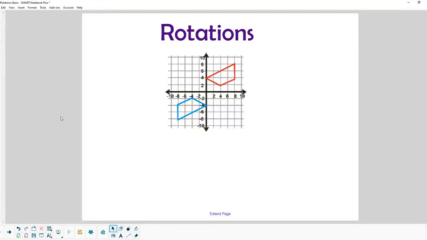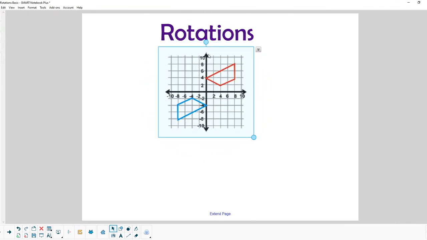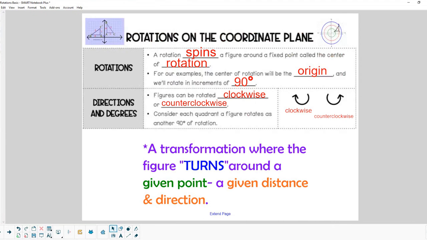Okay, today we're talking about rotations. Another way that we can take a polygon and move it around on a coordinate system. So in a rotation, basically you're just rotating the object around a center point. And sometimes you have to define what that center point is. So on our notes, let's write this down.